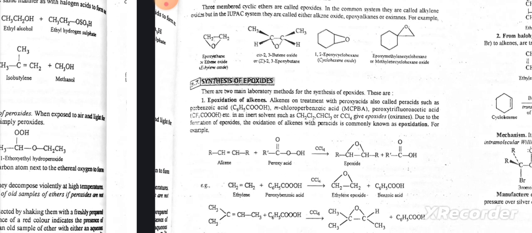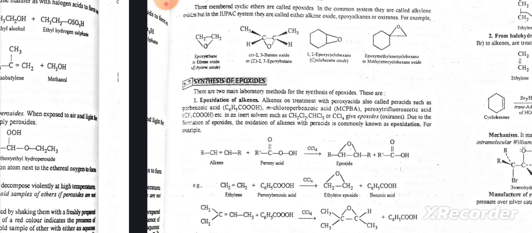Synthesis of epoxides. There are two main laboratory methods for the synthesis of epoxides. First, from alkenes: alkenes on treatment with peroxy acids, also called peracids, such as peroxybenzoic acid, chloroperoxybenzoic acid, peroxytrifluoroacetic acid, etc., in an inert solvent such as CS2, CH2Cl2, CHCl3, or CCl4 give epoxides. Due to the formation of epoxides, the oxidation of alkenes with peracids is commonly known as epoxidation.